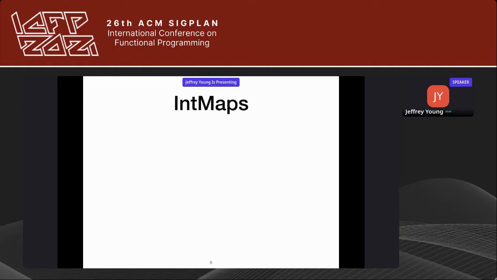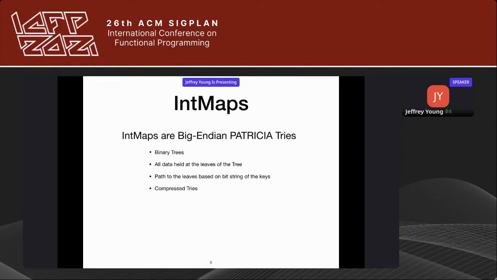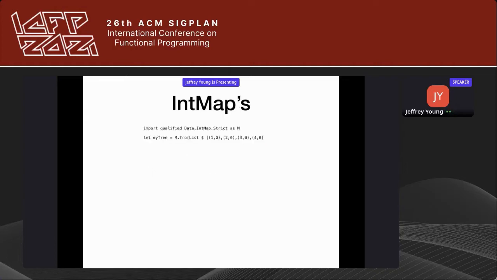But enter IntMaps. So IntMaps are big endian Patricia tries. What that means is they're binary trees. All data is held at the leaves of the tree, and then the path to the leaves is based on the bit string of the key. Lastly, and this is going to be important, they're compressed tries. All right, so this is going to be easier to understand with an example.